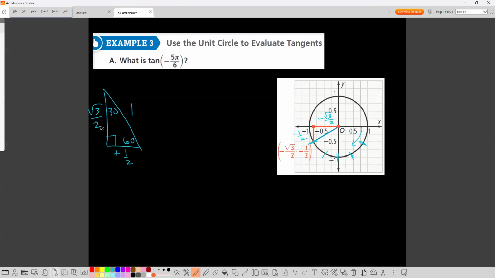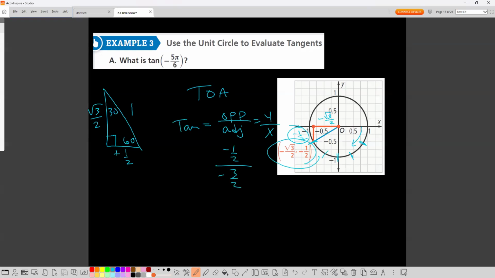So what's the tangent? Remember tangent, TOA. So the opposite side, the -1/2. Tangent equals opposite over adjacent. Sometimes you're going to know this as opposite is always the y side, over adjacent side is always the x side. So it's the y over the x. So the y side -1/2 over the x side -√3/2. It's going to be positive, a negative divided by a negative.